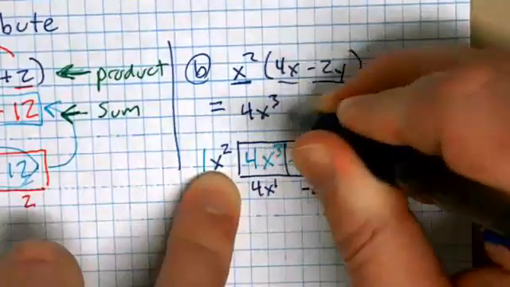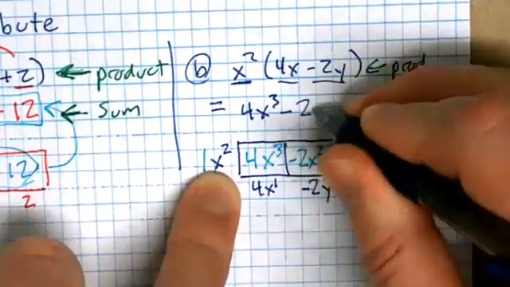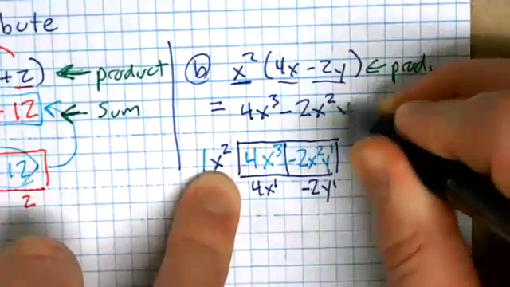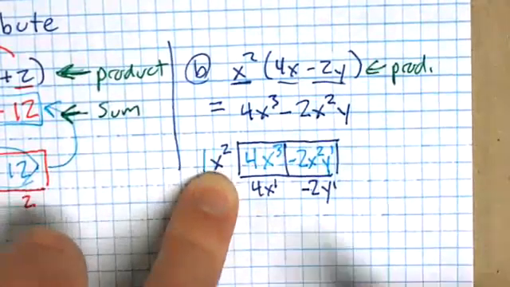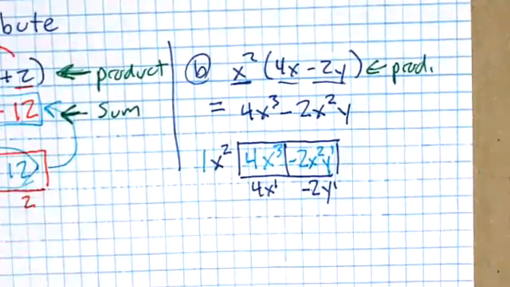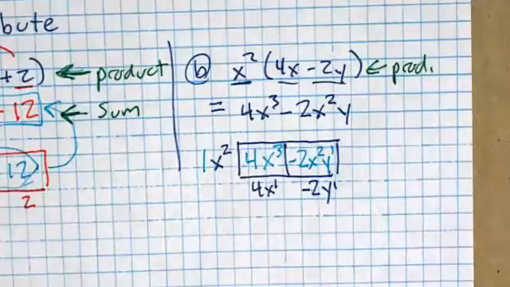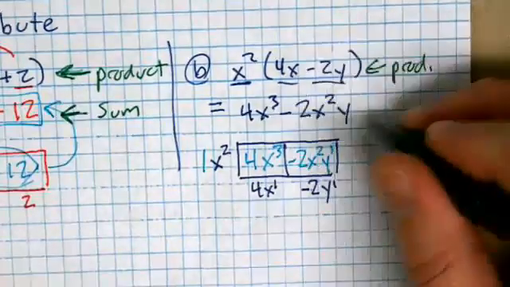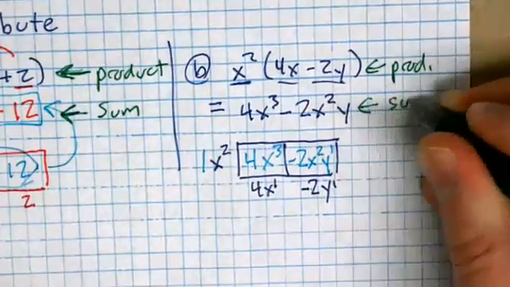4x to the third minus 2x squared y. And I left the 1 off of the y in my final answer because it's not necessary. Usually if it's a 1, we don't include it in our final answer. So we've turned our product into a sum.